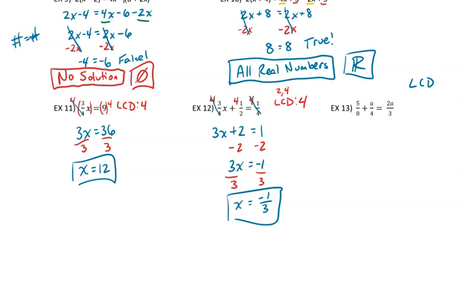All right, last one. So for our last one, again, I'm going to start off by trying to find the LCD. In this case, we want the LCD of 8, 4, and 3. So think about it for a second. Pause the video if you need to. What number can be divided by 8, 4, and 3? And in particular, what's the smallest number that could be divided by all of those?